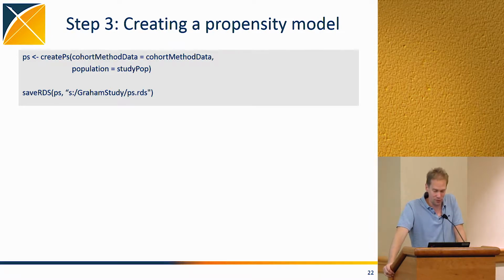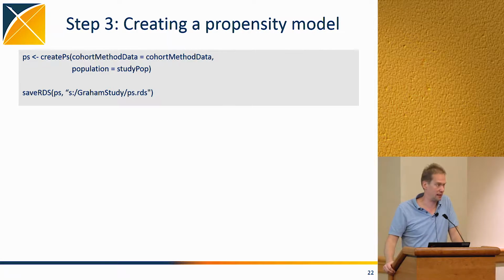So the next step is to match. We call the function match on PS. There's of course also a function stratify on PS. We apply that to the PS object, and one of the options we have is to define the caliper. The caliper is the maximum distance that we allow between two people to have them matched. In this case, I think Graham explicitly states that they used a caliper of 0.25 on the standardized scale.